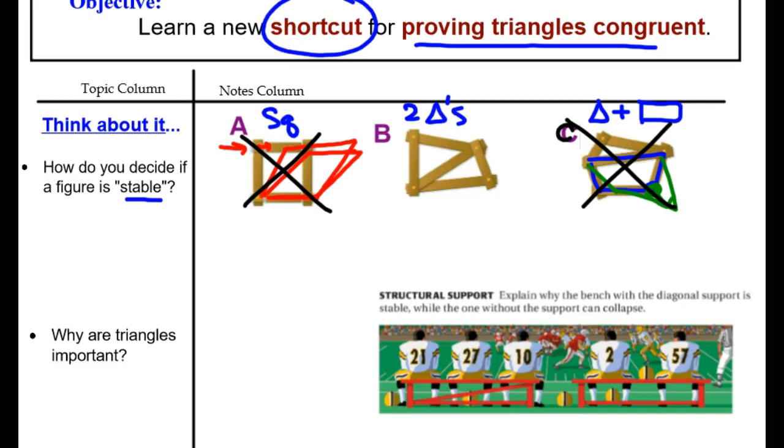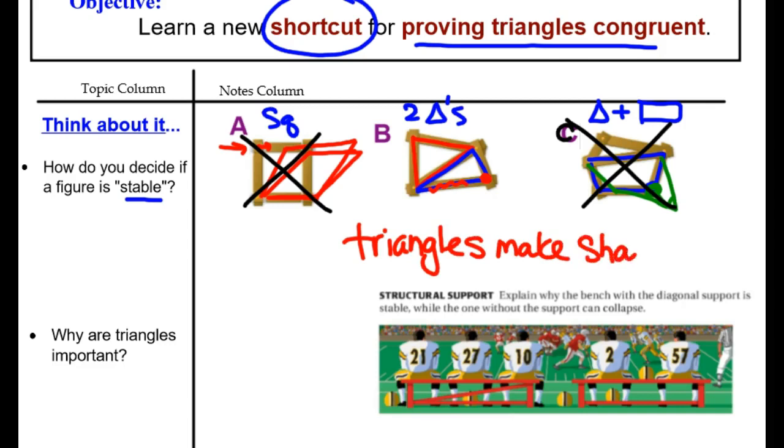The nice thing about triangles is when you have a triangle inside here, it is not really possible to move those, because if I wanted to move this button right here, the only way I could do it would be to shorten this side, and it's already locked in, so you can't do it. So the thing that makes something stable are triangles. Triangles make shapes stable.